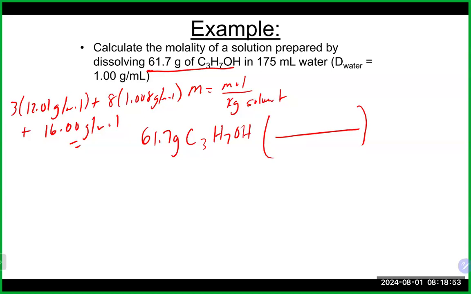I want to make sure I punched the number in right. That might be better, 1.008. Try that, plus a 16. Looks like 60.09. So using that as a conversion factor, 60.09 grams per mole.